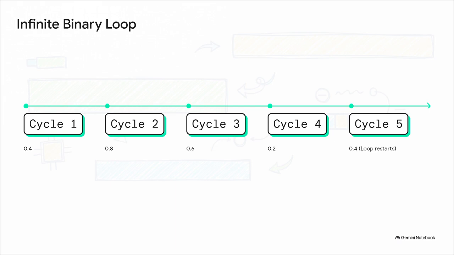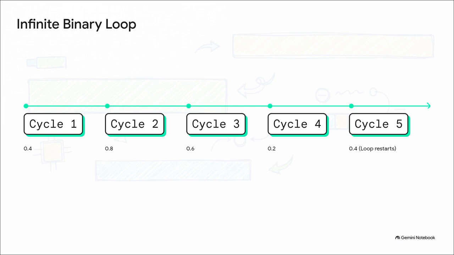Let's trace 0.7. Multiply by 2, you get 1.4. Keep the 1, carry the 0.4. We take that carried 0.4, multiply by 2, get 0.8. Carry the 0.8. Multiply by 2, get 1.6. Keep the 1, carry the 0.6. Multiply by 2, get 1.2. Keep the 1, carry the 0.2. Multiply by 2, get 0.4.